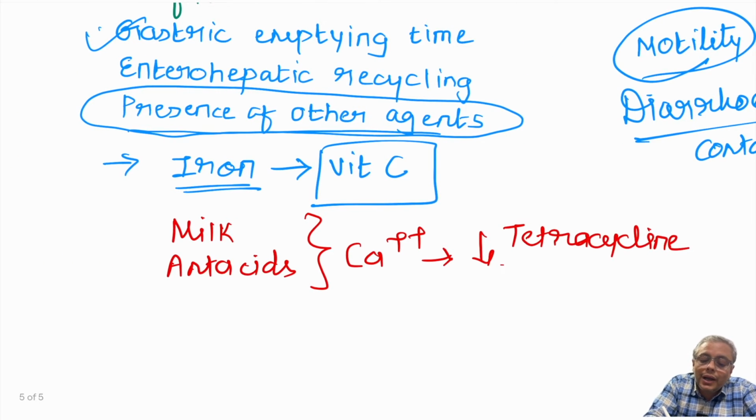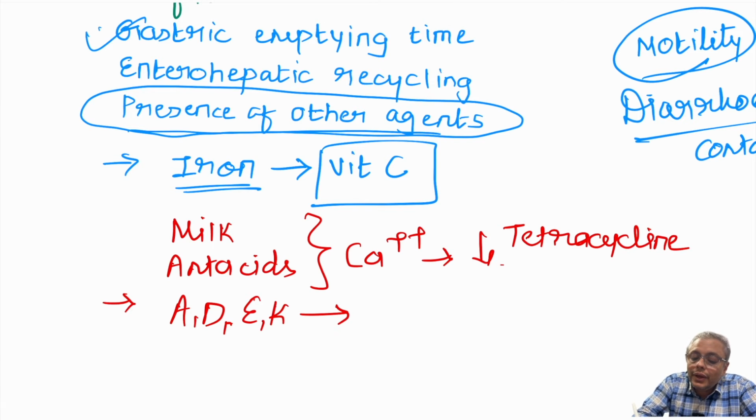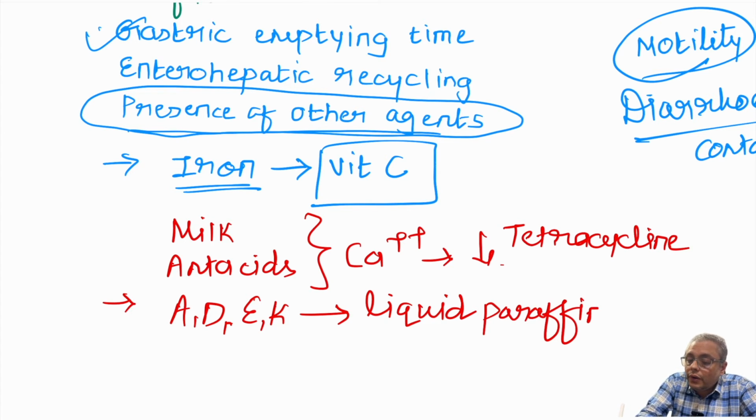Then, you all know about the fat soluble vitamins: vitamin A, D, E, K. If these fat soluble vitamins are taken along with liquid paraffin, their absorption is going to be reduced. Okay. Now there are certain examples.